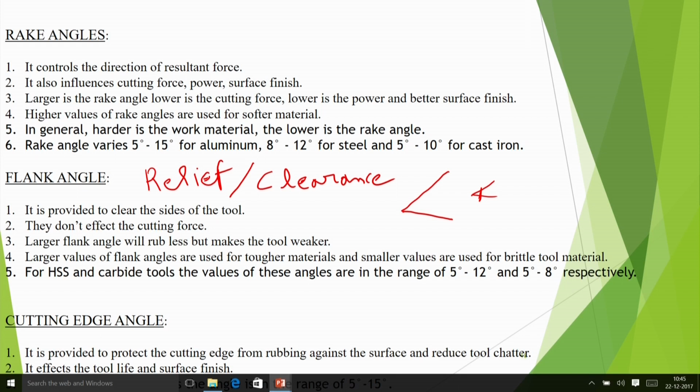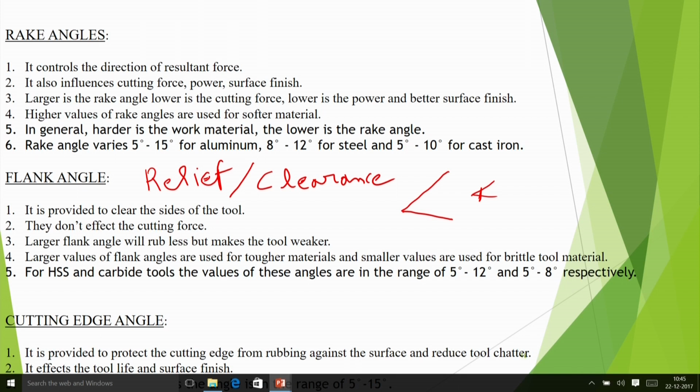That means HSS tools mostly have 5 to 12 degree, but carbide tools generally have a smaller relief angle, about 5 to 8 degree. And larger values of flank angles are used for tougher materials, that means which do not cause much impact.